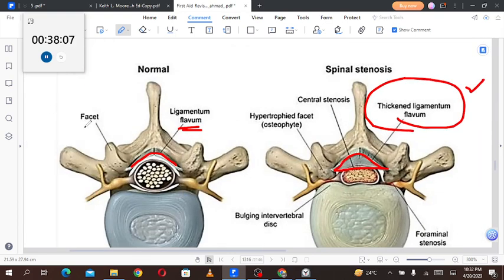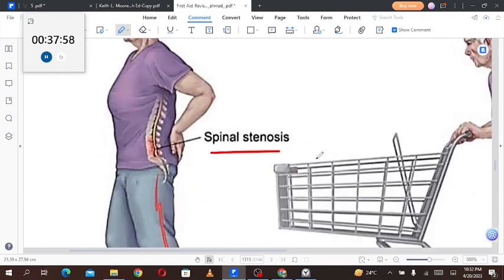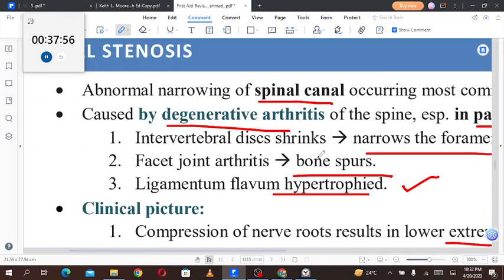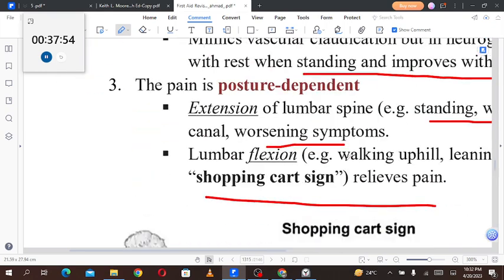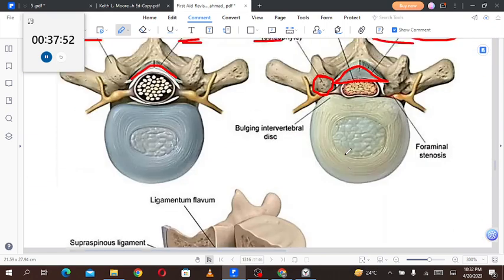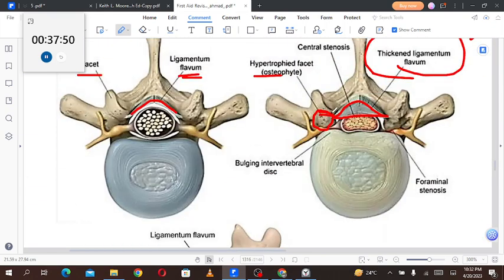Secondly, this is called a facet. Hypertrophied facet or osteophyte formation. This thing is called an osteophyte, a bone spur, a bony spur. With facet joint arthritis, bone spurs are formed, and if the osteophyte or bony spur is extending inward, that will also compress the spinal canal.